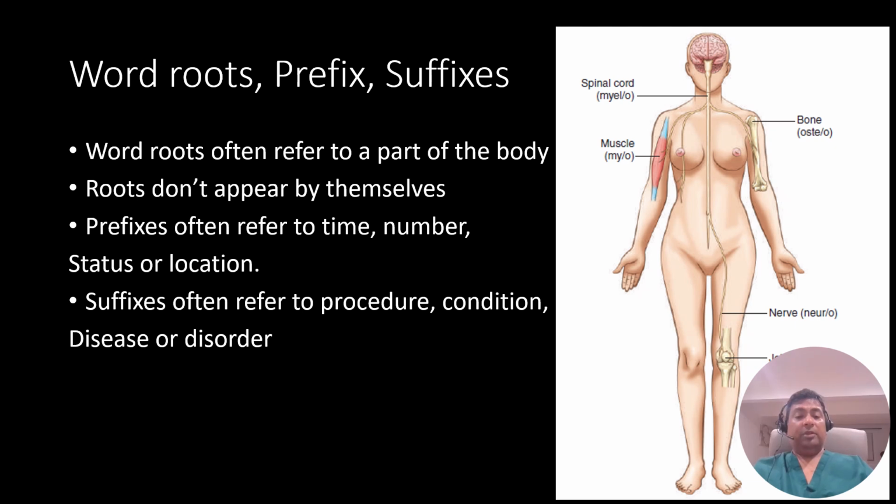Word roots, prefixes, and suffixes. Word roots often refer to a part of the body. Roots don't appear by themselves. For example, if you look at a diagram, you'll see the spinal cord is referred to as myelo. The bone is referred to as osteo, the muscle is referred to as myo, nerves are referred to as neuro, and joints are referred to as arthro.